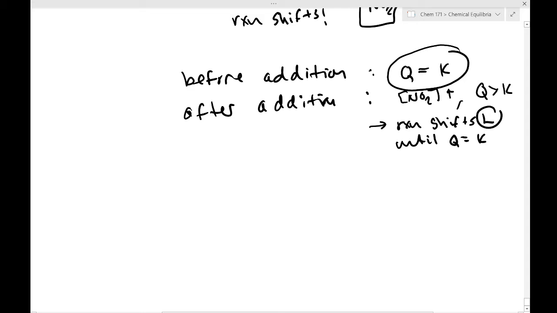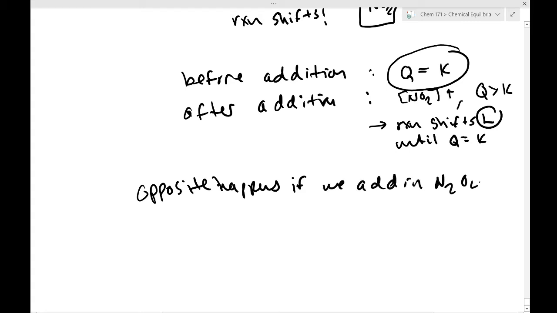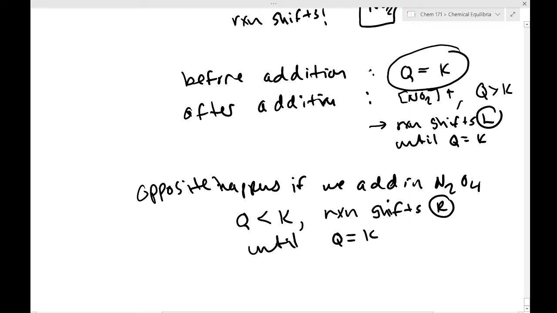Okay. So let's just write that out explicitly. So the opposite happens if we add in N2O4. Okay, Q in this case is less than K because you're dividing by a larger number. You're dividing by the reactants. Therefore, the reaction shifts to the right to compensate until Q is equal to K. Okay.